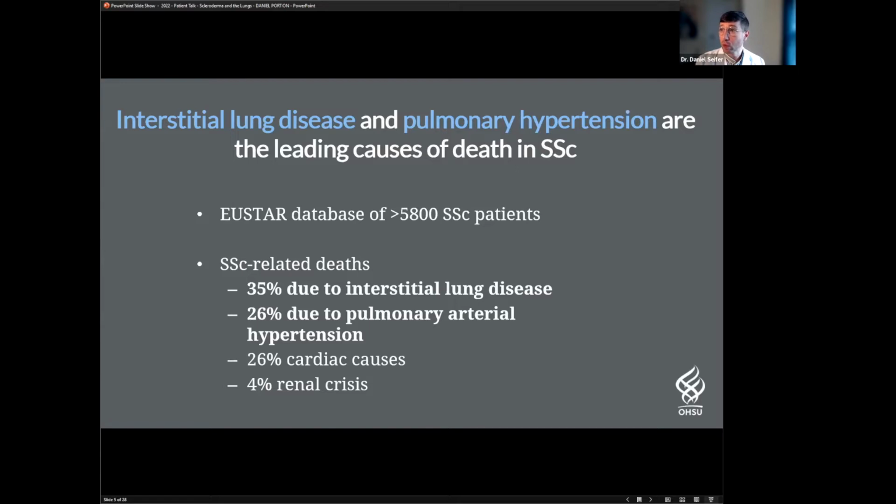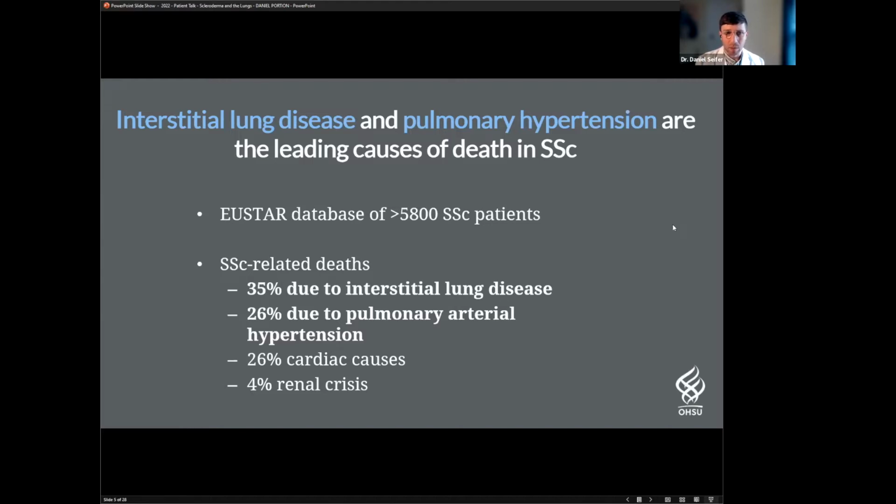Right? So it's worth focusing on the edges where most of the damage is caused, where potentially the most mortality is, and then working one's way back in. And these are not small percentages. 35% of all SSc-related deaths are due to interstitial lung damage and 26% related to pulmonary arterial hypertension. And as you'll see throughout this talk, there is significant overlap between those.